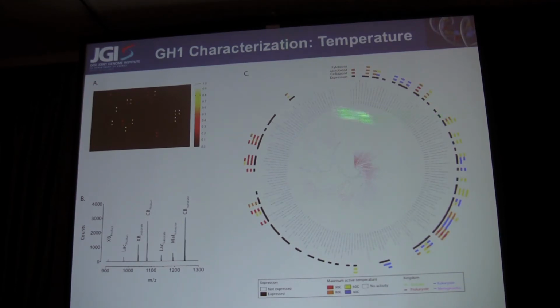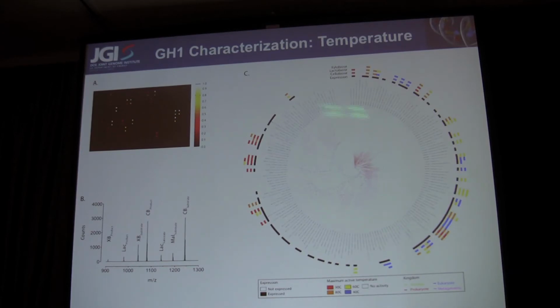If we summarize all 15,000 data points, we can do that in a single tree. This is the tree now of the 200 representatives that were sequenced, and we have 4 data tracks. The first track is the expression, so everything that is black means that was solubly expressed. Then we have activity against cellobiose, lactobiose, and xylobiose, and the color code represents the maximum temperature at which we observed activity. For example, this enzyme here was active against cellobiose and lactobiose, all the way up to 90 degrees, whereas enzymes around here were only active at 40 degrees and not higher.